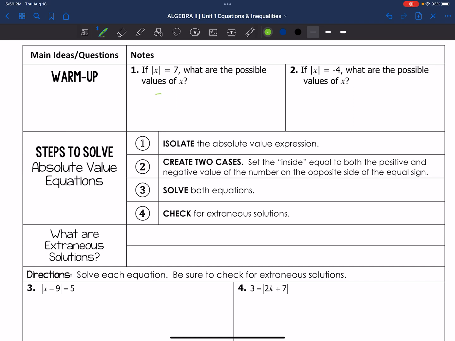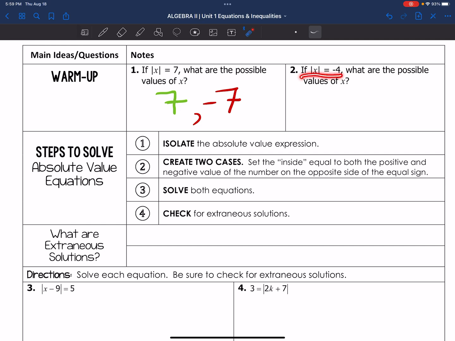And so, of course, 7 is one of those numbers, but that is not the only value, because we also have its counterpart, -7. Both of those values, when you take the absolute value of them, are 7. So those would be the values of x that could work. Now, looking at question number 2.